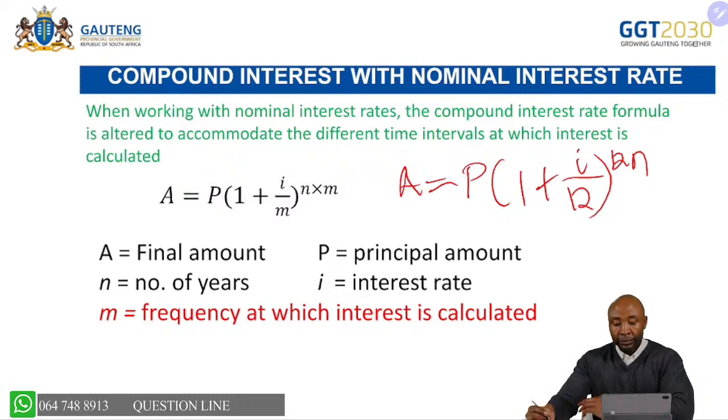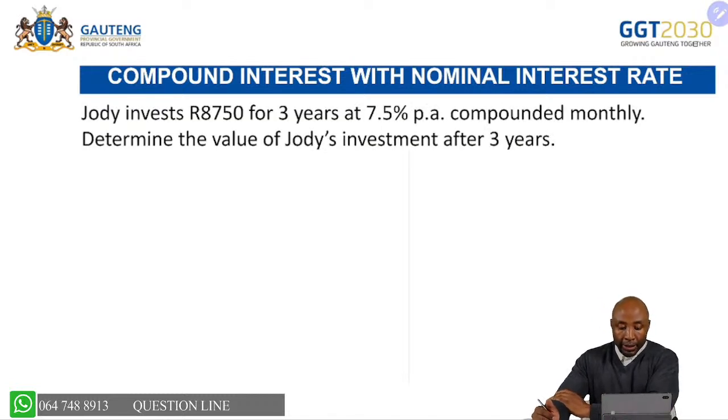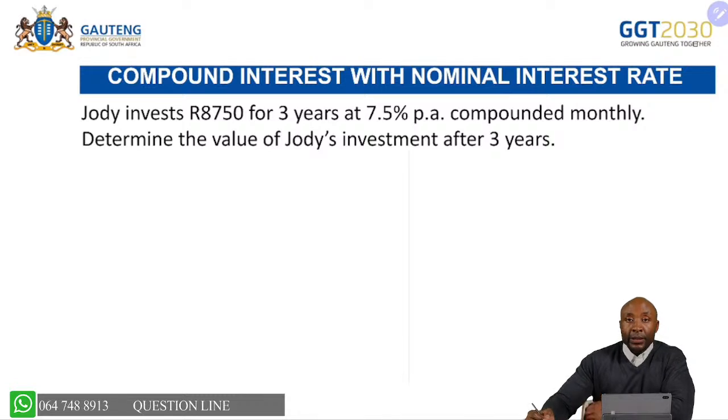We move on now, and we are going to have this activity. I'll just give you 2 minutes to check if you are following what we are discussing. We are given that Jody invests 8,270 for 3 years at 7.5% per annum, interest compounded monthly. Determine the value of Jody's investment after 3 years. Let's try it. 2 minutes. We learn by doing.